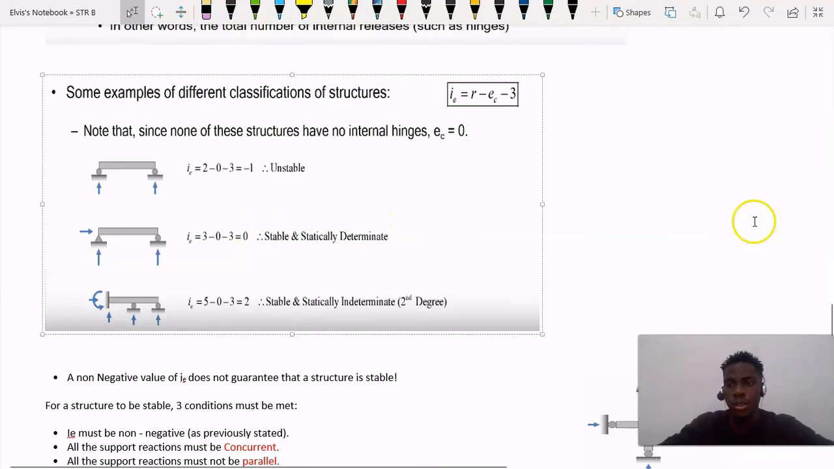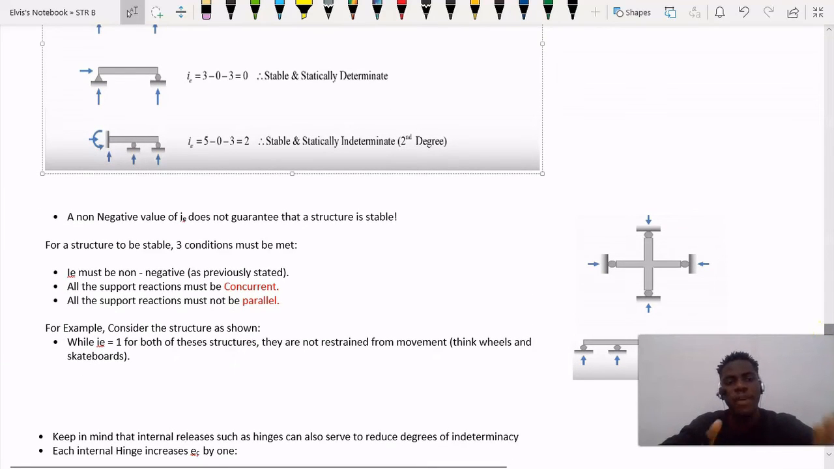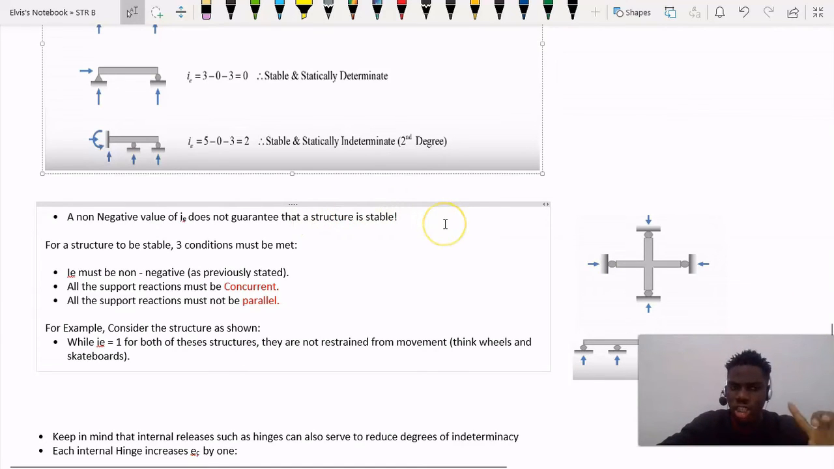Okay, guys, so let's move to the next slide. Now, guys, a non-negative value of I sub E doesn't guarantee that a structure is stable. Now guys, what do I mean by this?